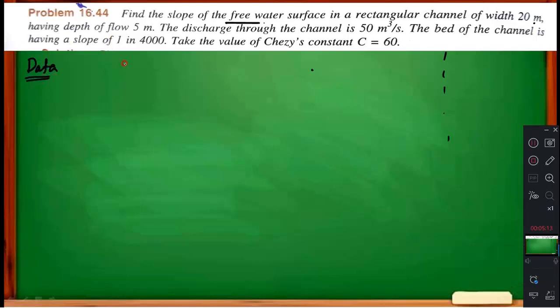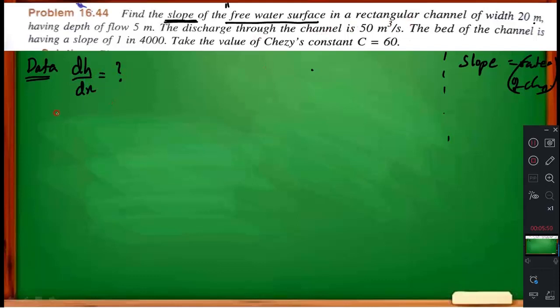Data given. What are they asking? Find the slope of free water surface. See, this problem and the previous problem are exactly the same, but here they have given it a different name. There they used the words rate of change of, here they use slope. Both are the same. Now slope of free water surface means what? dh by dx equal to question mark.